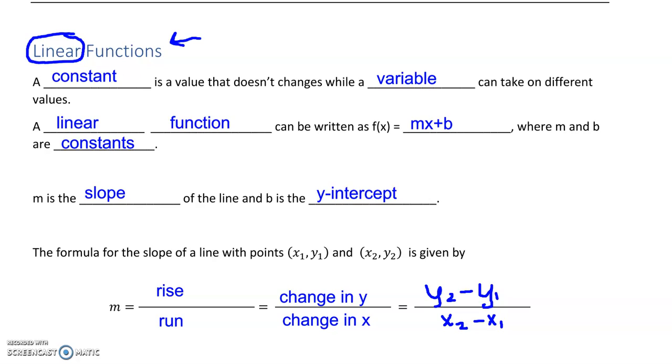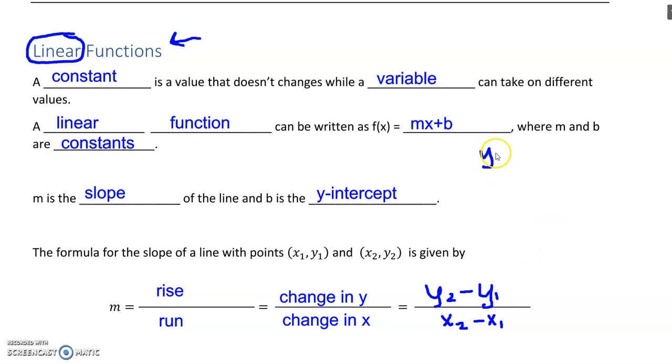Okay, the next sentence, let's dive into the equation for a linear function. A linear function can be written as f of x equals mx plus b, where m and b are constants. So this is an example where we are using letters to represent constants. Remember f of x is just a kind of fancy way of saying y. It's just a way that we represent that second value, that y value, with some symbols. So I'm just going to read this as y equals.